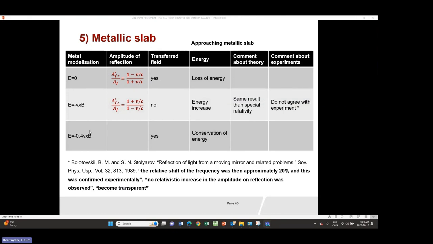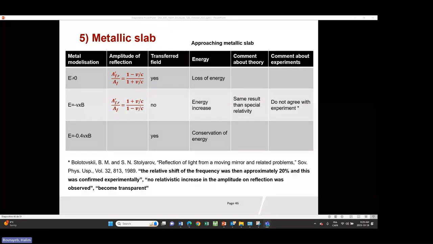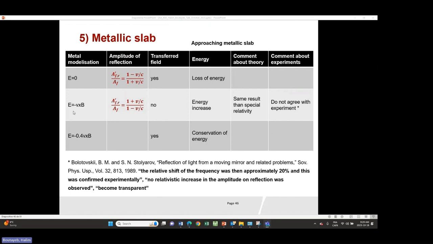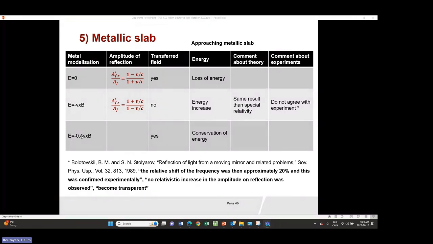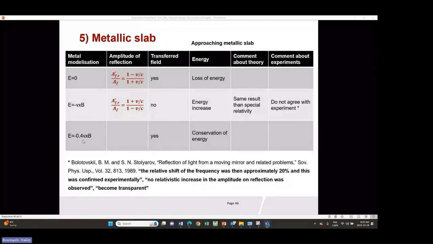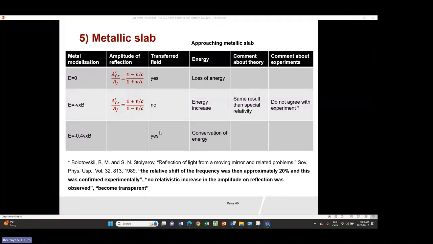So we tried to see if we can be in between this case and this case, and if we can have conservation of energy. We found that if we use minus 0.4 V cross B, E equals this, we have a transferred field. I don't remember the formula for the amplitude here, but it doesn't really matter. What we found is that if we add the energy of the transferred field and the energy of the reflected field, then we have conservation of energy for this case.